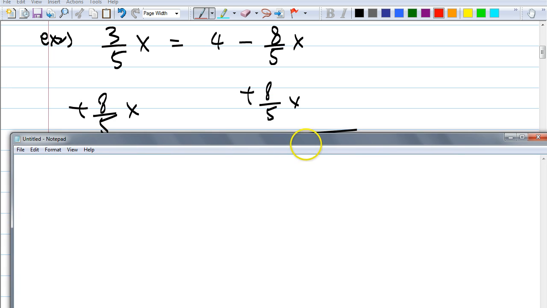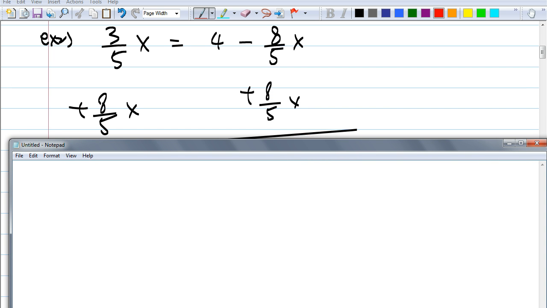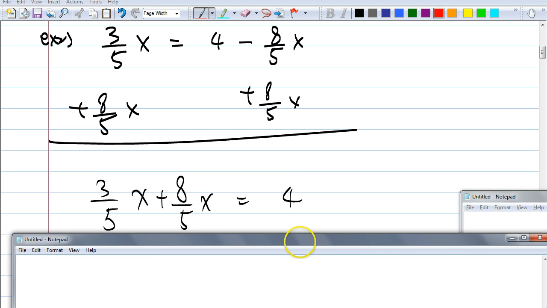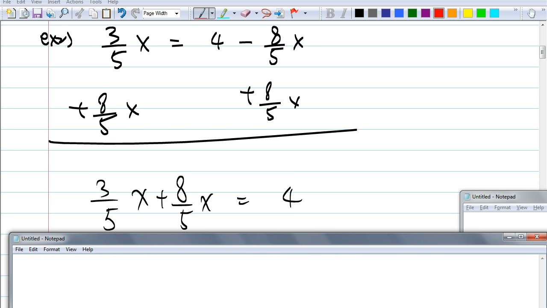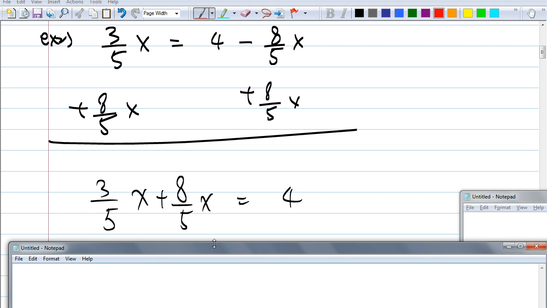Plus 8 over 5x. All right, and if we do this, okay, Royce, tell me what to write. Oh, 11 over 5x equals 4. Exactly. Now, before I wrote that, I actually wrote this out. Do you see why I did that? Because I got some fractions, and I like these fractions because they both have a common denominator. You don't have to make them have a common denominator and so forth.